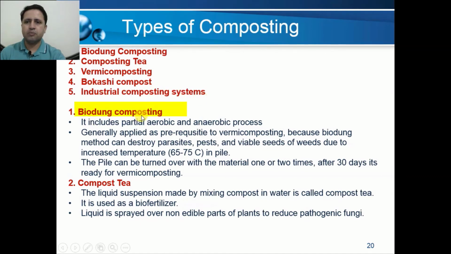So what is biodung composting? It includes a partially aerobic and anaerobic process, and generally it is applied as a prerequisite to the vermicomposting process because the biodung method can destroy parasites, pests, and viable seeds of weeds due to the increased temperature of 65 to 75 C in the pile. The pile can be turned over one or two times after 30 days, and then it's ready for vermicomposting.